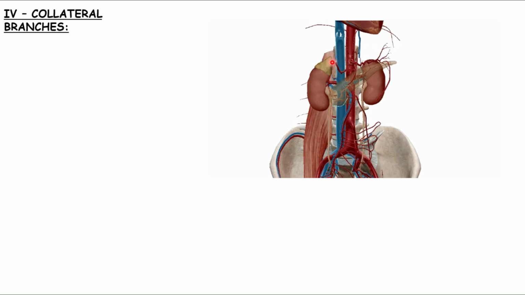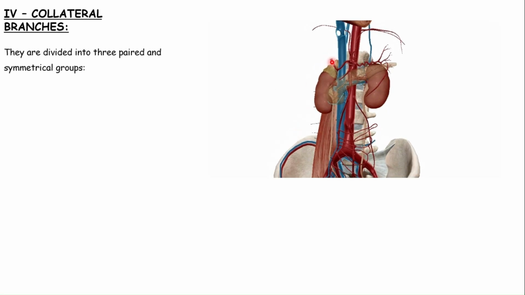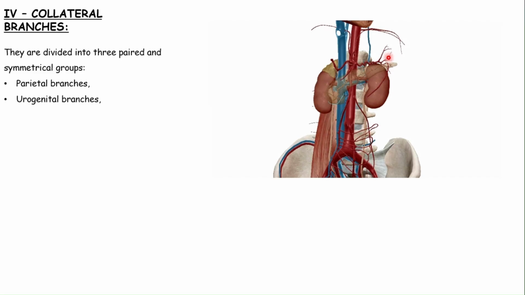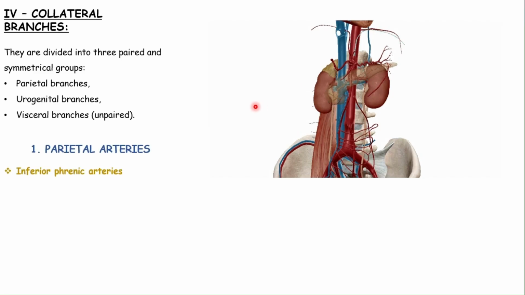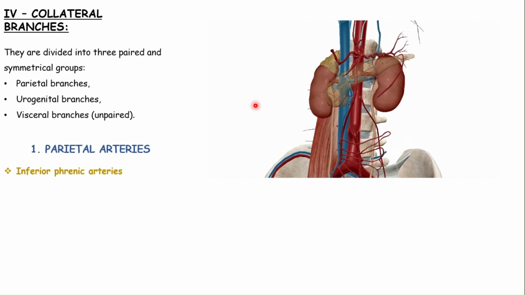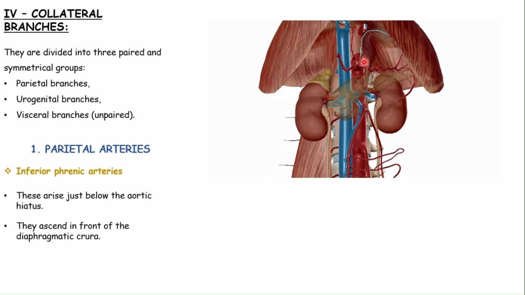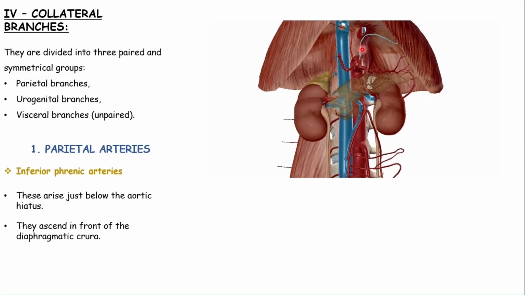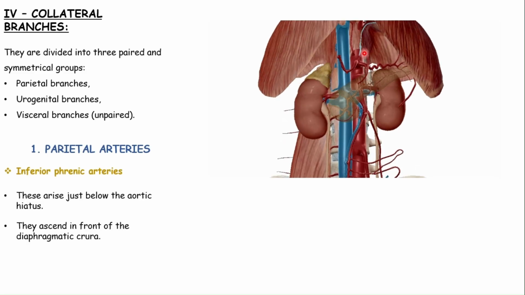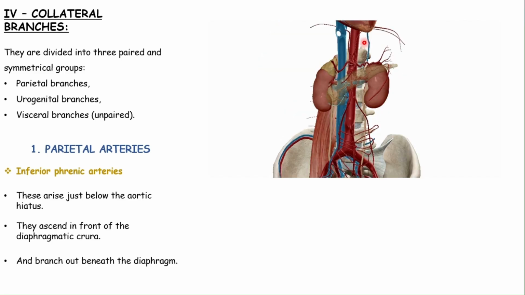Let's detail now the collateral branches of the abdominal aorta. They are divided into three groups: paired and symmetrical parietal branches, paired urogenital branches, and unpaired visceral branches. The parietal branches are first, the inferior phrenic arteries. These arise just below the aortic hiatus and ascend in front of the diaphragmatic crura and branch out beneath the diaphragm.